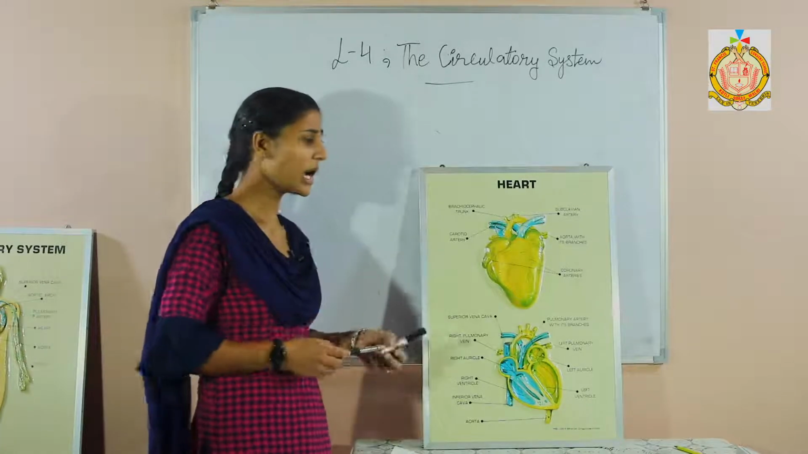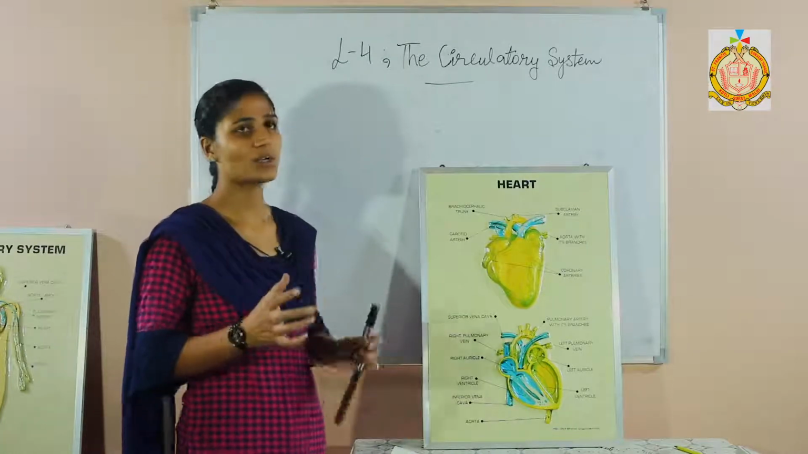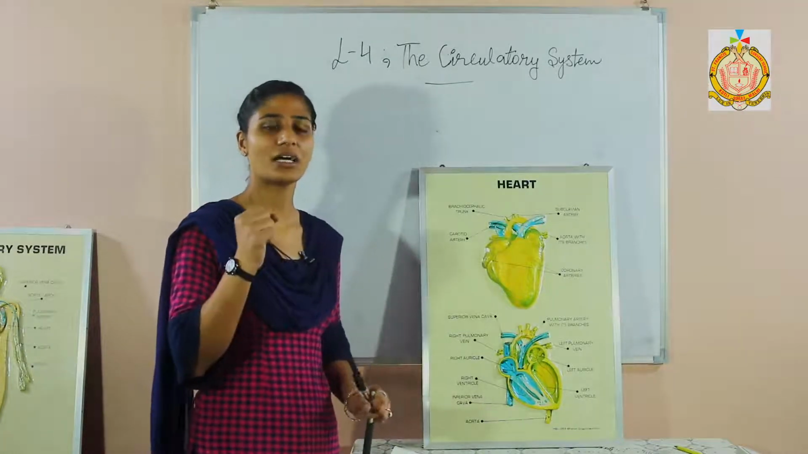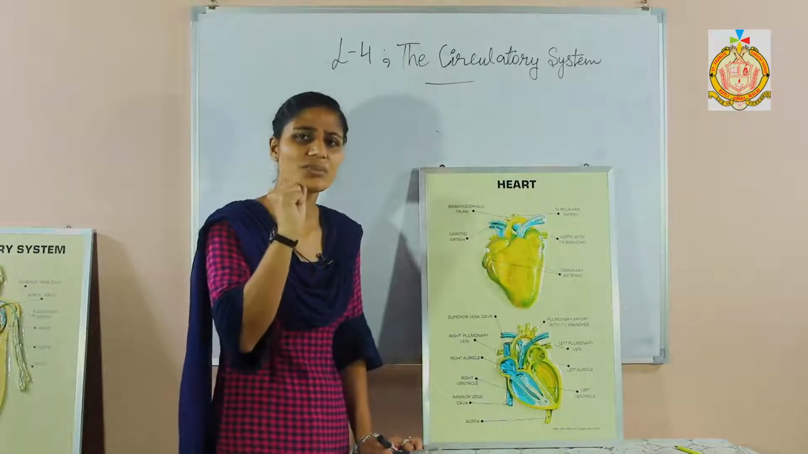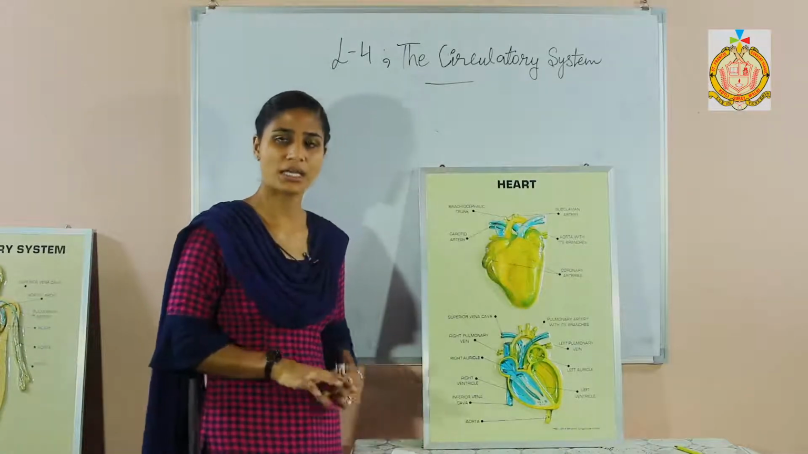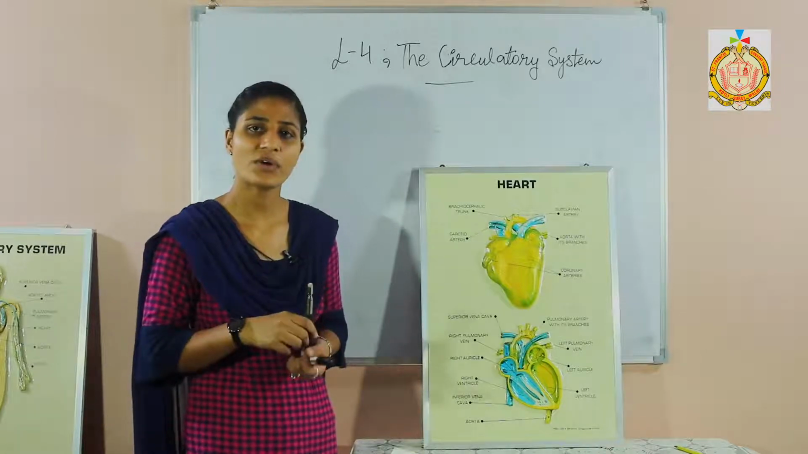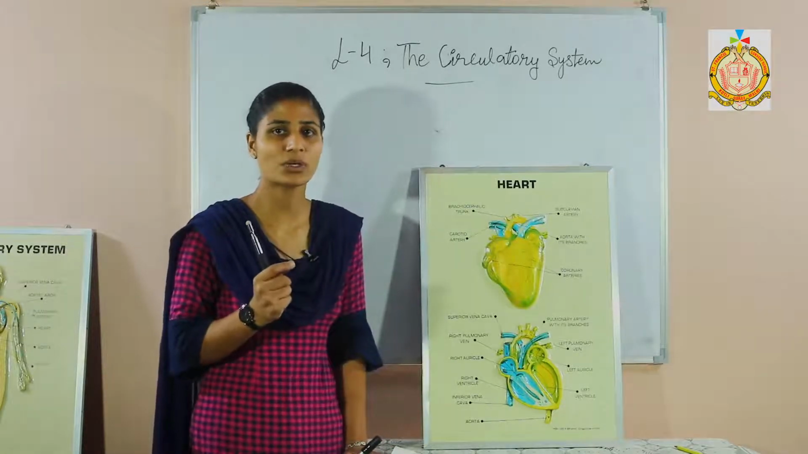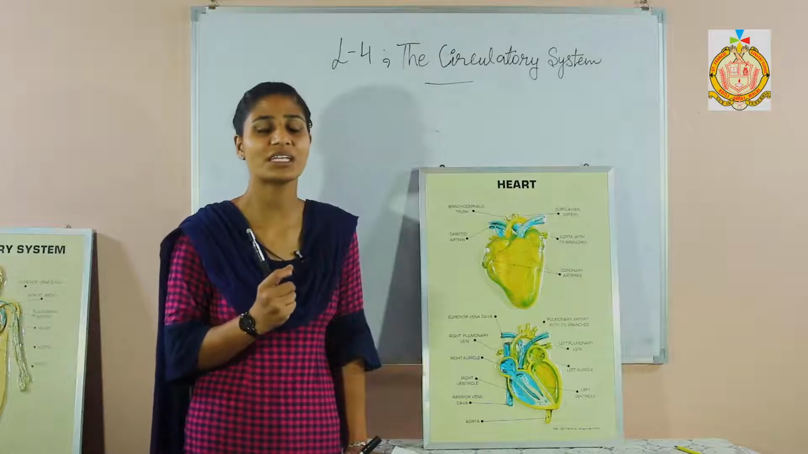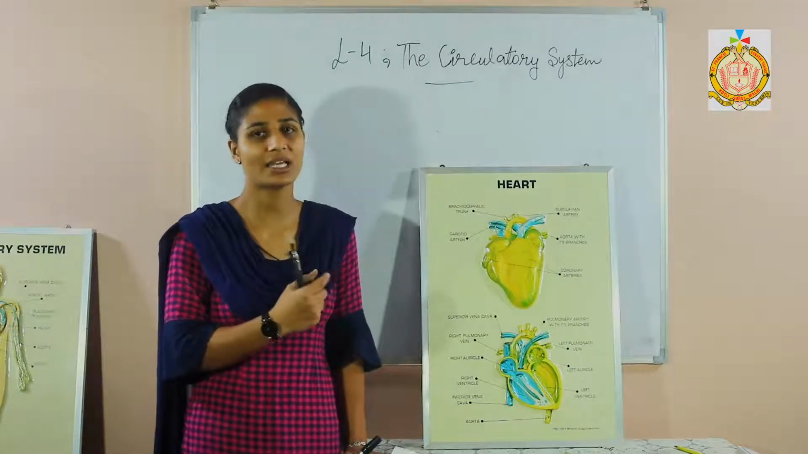The size of a heart is approximately our closed fist. If we close our fist, only this much size the heart has. The heart is present in the center of our chest, but it is slightly tilted toward the left, so that's why we feel the contraction as well as the heartbeat on the left side.